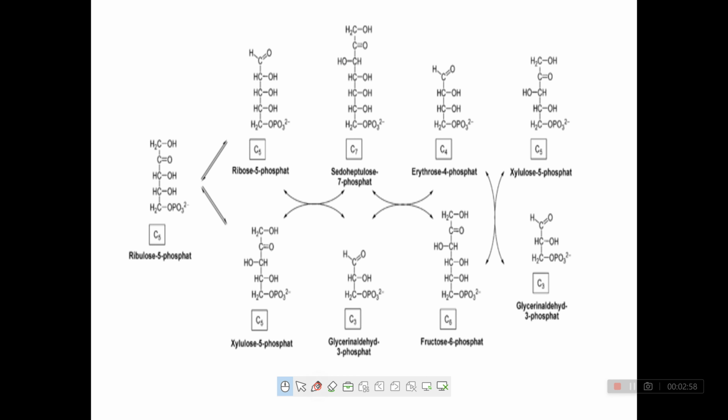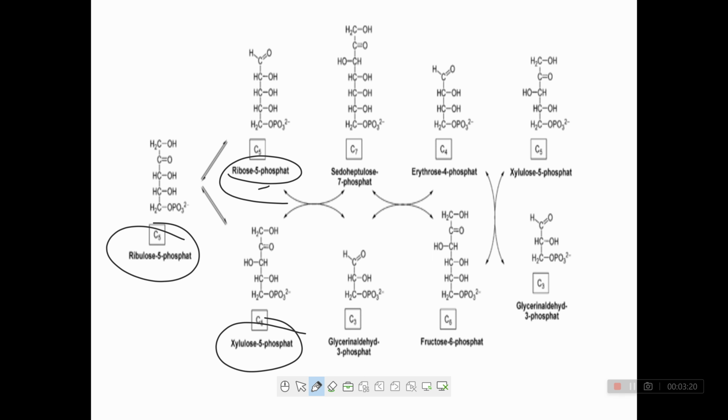This is how ribulose 5-phosphate is converted into a 3 carbon molecule, glyceraldehyde 3-phosphate. This is ribulose 5-phosphate, a 5 carbon molecule, that is a pentose, right? This is converted into ribose 5-phosphate and xylulose 5-phosphate. Both are isomers, ribulose and xylulose, both are 5 carbon molecules. Now they are converted into sedoheptulose 7-phosphate.